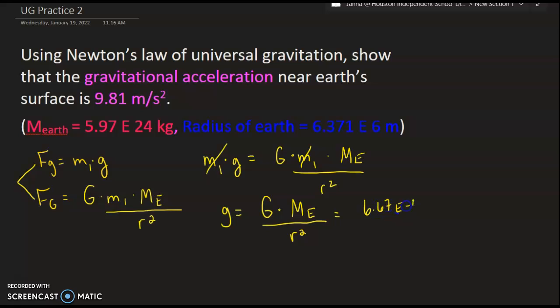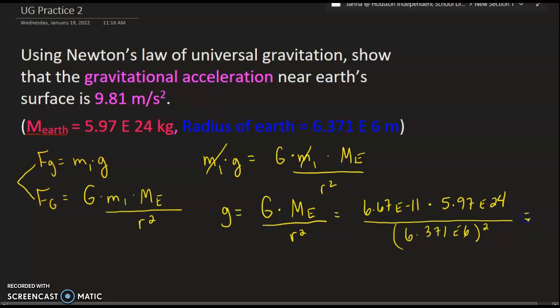6.67 E negative 11 times whatever the mass of the Earth is, that's 5.97 E 24, divided by the radius of the Earth. If something is standing on the surface of the Earth, it is 6.371 E6 meters from the Earth's center of mass, or from the Earth's center.